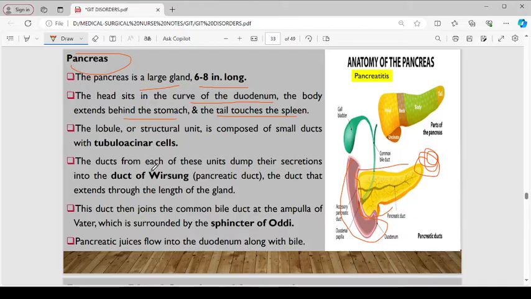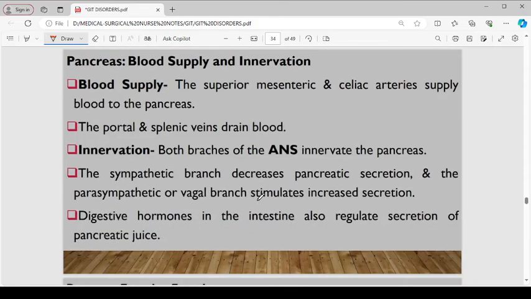Ducts from each of these units will pump their secretions into the duct of Wirsung, which is what we refer to as the pancreatic duct, okay? This duct will then join the common duct at the ampulla of Vater, which is normally surrounded by the sphincter of Oddi. So the sphincter of Oddi will be controlling the release of these contents to the duodenum.